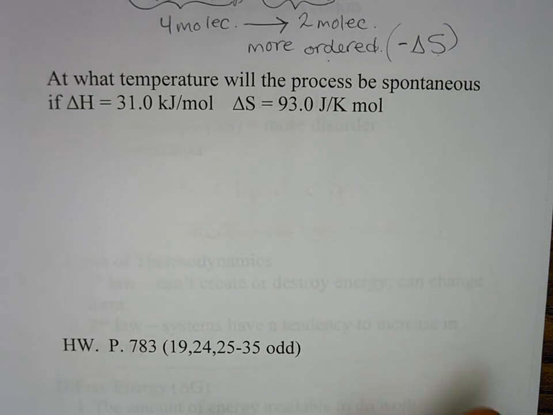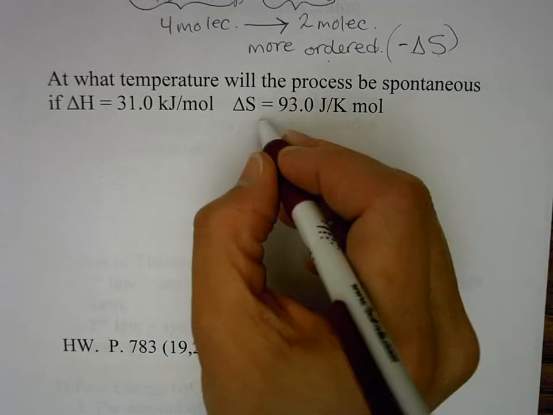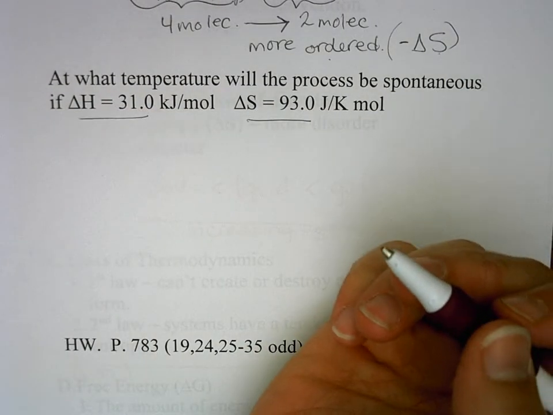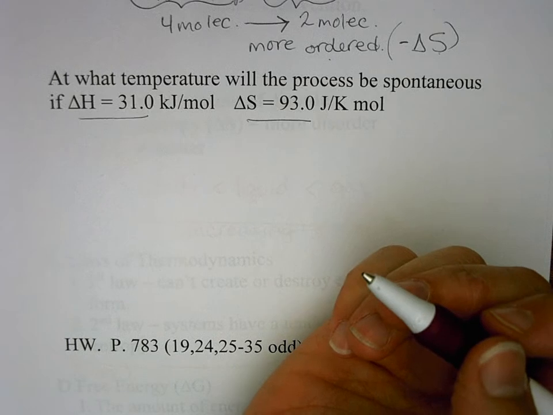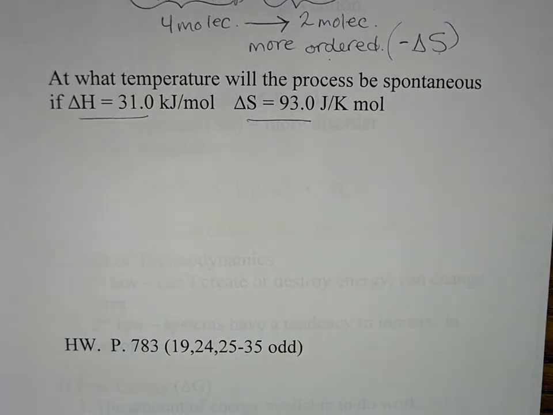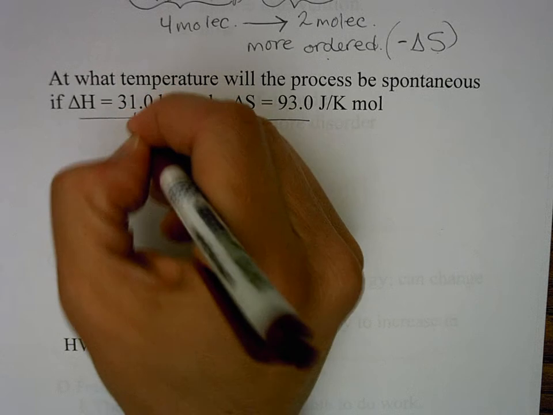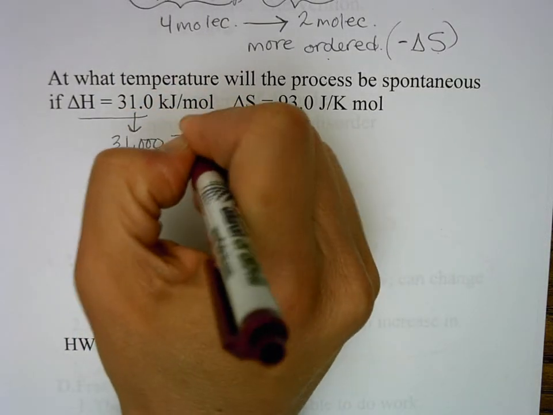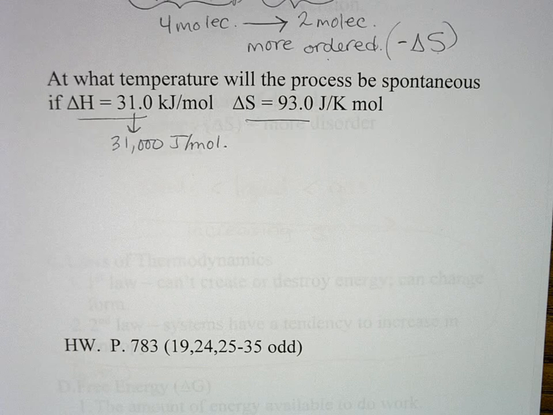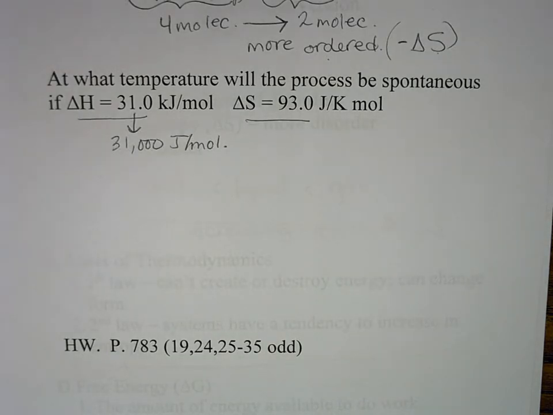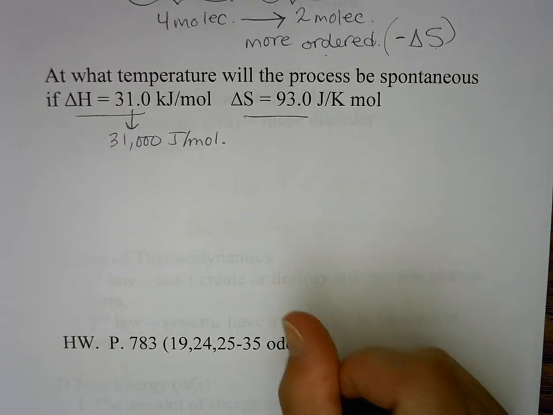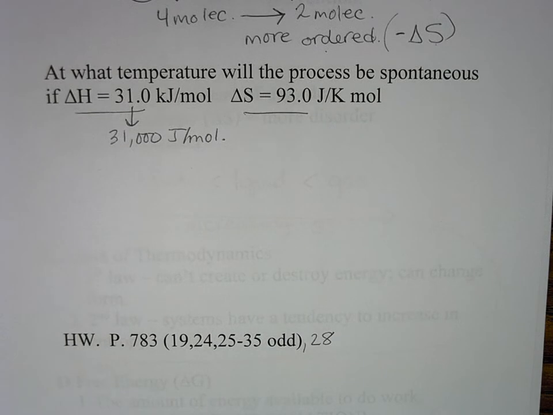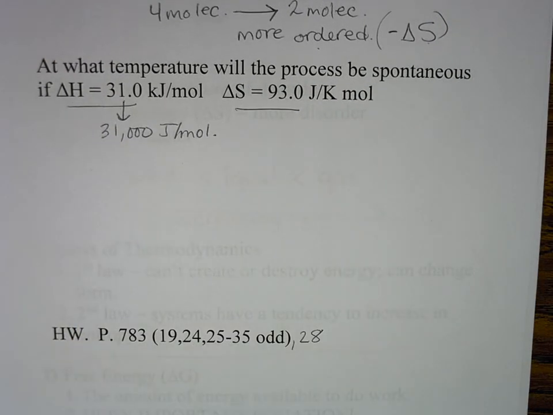And then we'll start on your homework. We're given delta S and delta H here, so it's kind of the same problem, and the math isn't hard, but there's just one added thing you have to pay attention to, which is why I put this on here. This is 31,000 joules. Wait, does this homework include number 28? Yes. This example is actually like number 28.